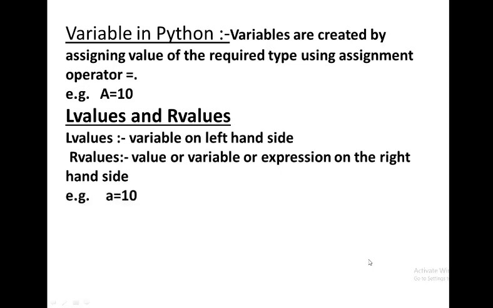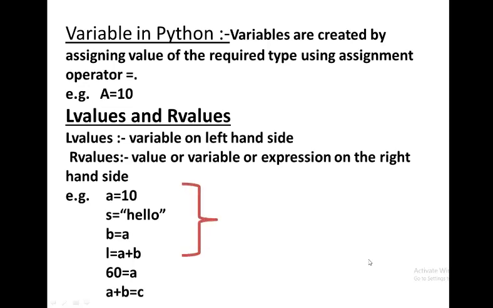Like if you write a is equal to 10, s is equal to hello, b is equal to a, l is equal to a plus b. What if you write 60 is equal to a or a plus b equal to c? The first four are all valid statements, and the last two are invalid statements.